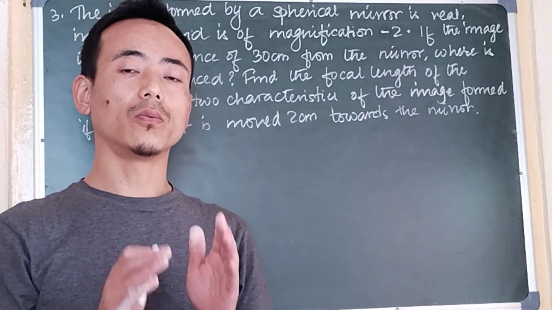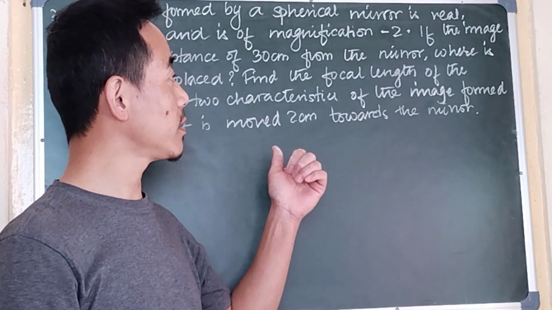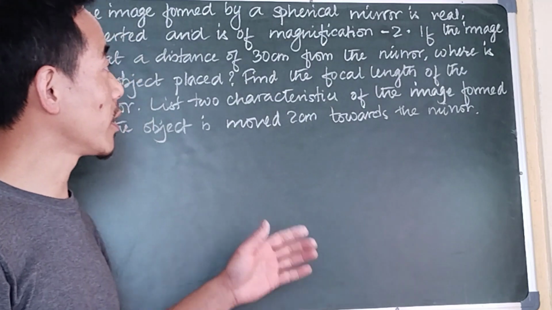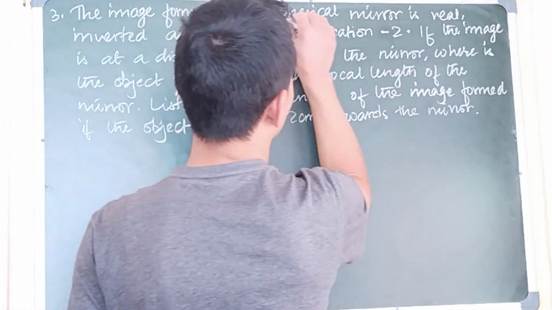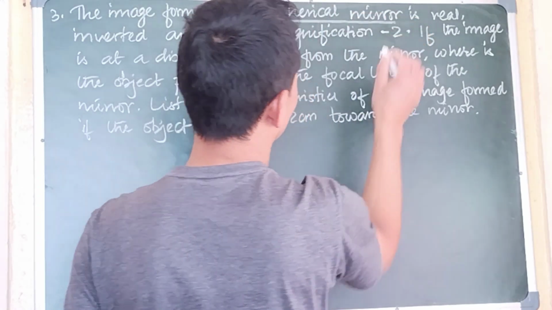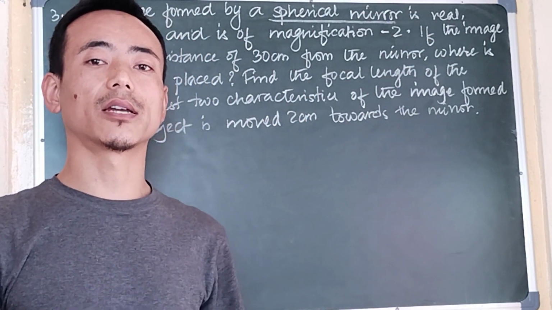So please do watch the video on image formed by a concave mirror, because this case is related with a concave mirror. As you can see, the name of the mirror is not mentioned here. It is mentioned spherical mirror. So here it can be convex or concave. But with the given value, we can understand that this is a concave mirror.